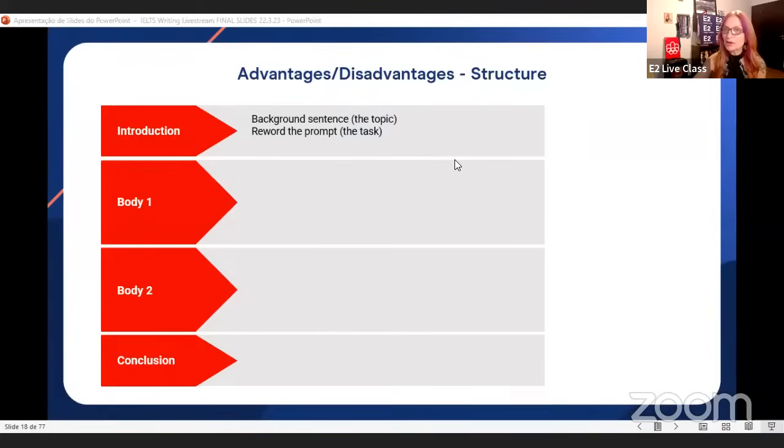So that's why you reword the prompt. Then the thesis statement. That's when you inform the reader what will be developed in the essay.